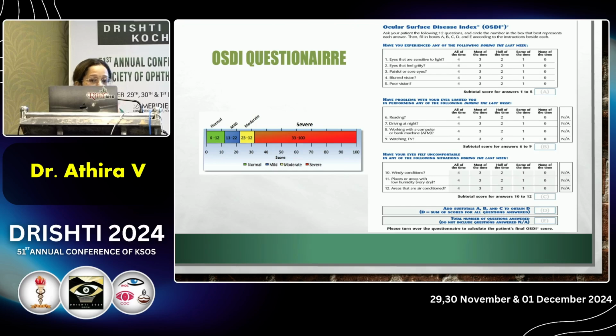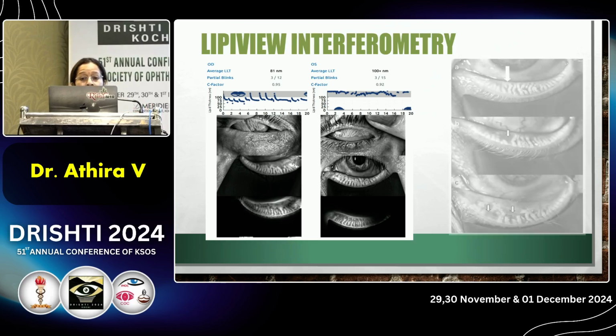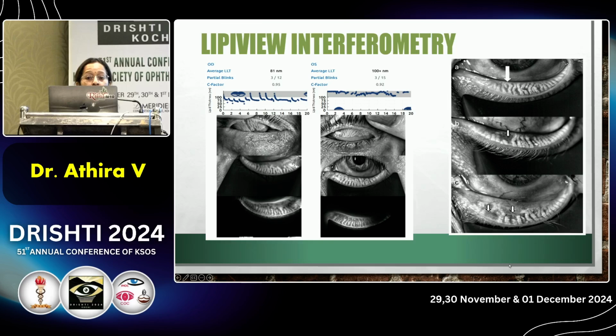This is the OSD questionnaire. Here we can classify the patient as mild, moderate or severe. And this is LipiView interferometry. Here we can assess the average lipid layer thickness, and partial blinks were assessed. And here we can see the meibomian gland dropout areas and truncation of the glands. Thus we assess the patients.